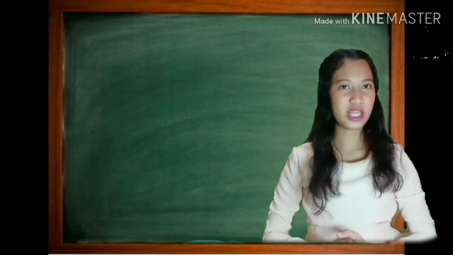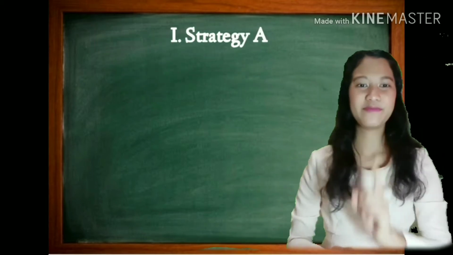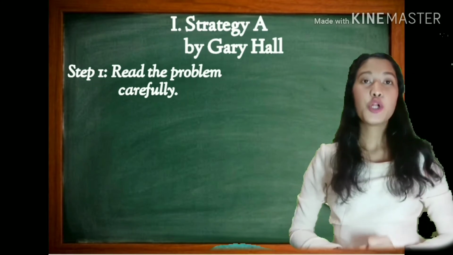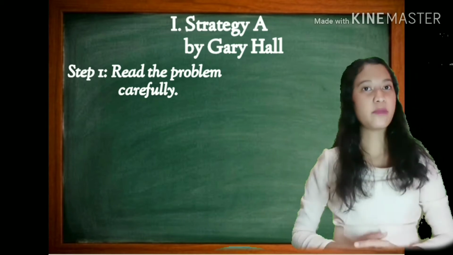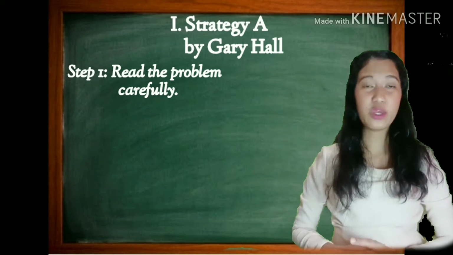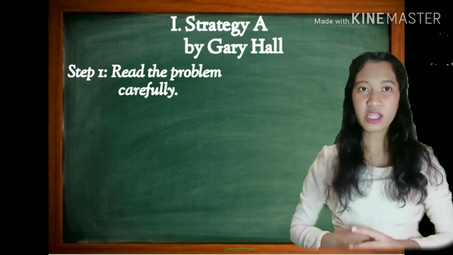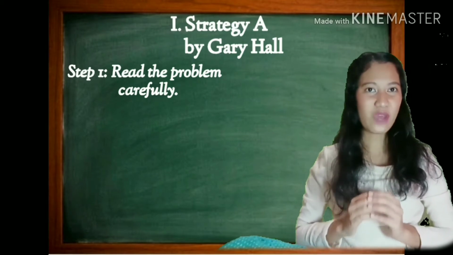I've prepared 3 different strategies for you, and in each strategy, there are steps we must follow in order to solve the problem effectively. The first strategy is Strategy A by Gary Hall, and here are its steps. The first step is to read the problem carefully. The first and most important step is to read the problem carefully to understand what you've been asked to find out and what information you have been given. Underlining the important information is also useful so you have all the important numbers and facts to hand.